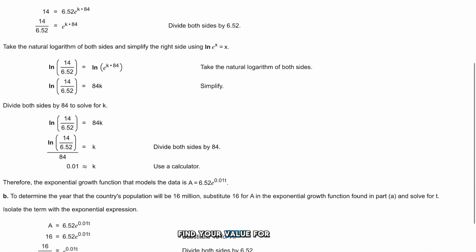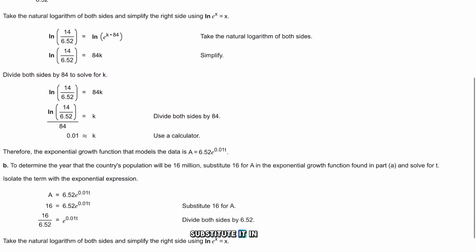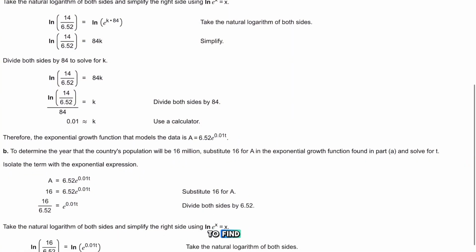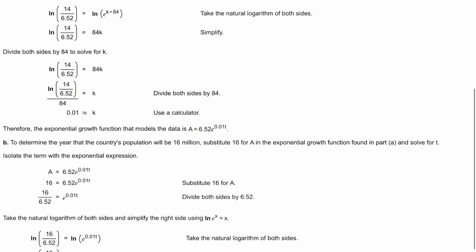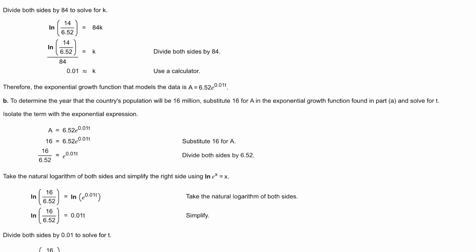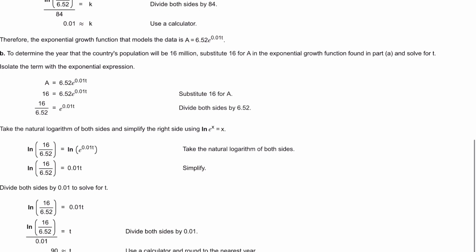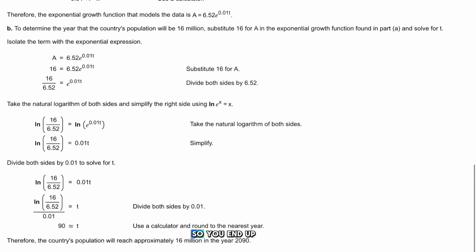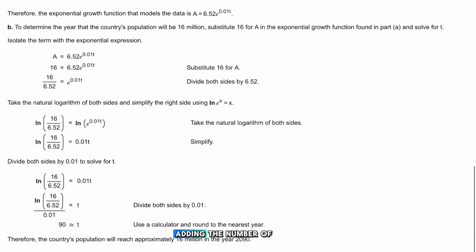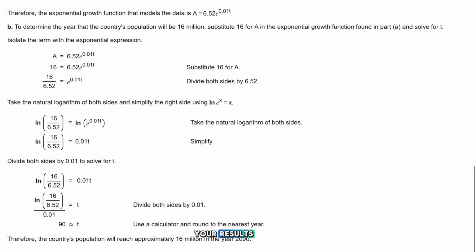And then once you find your value for K, you're going to substitute it in, and then you're going to find your value for T. So you'll end up with adding the number of years to the original year that you started with. And in this, you have the year 2000. So you just add 90 to it, and you end up with your result.